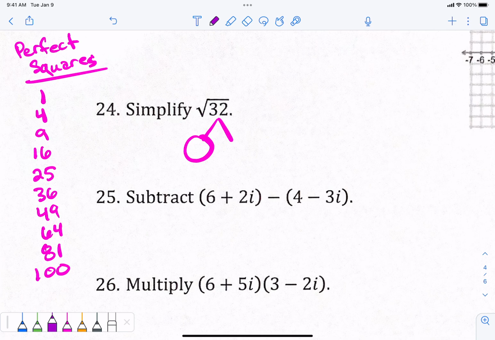But don't write this down, look at what I'm doing. 4 goes here, and 8 goes here. Technically 8 will break down more. Is there a bigger number than 4 that will go into 32?